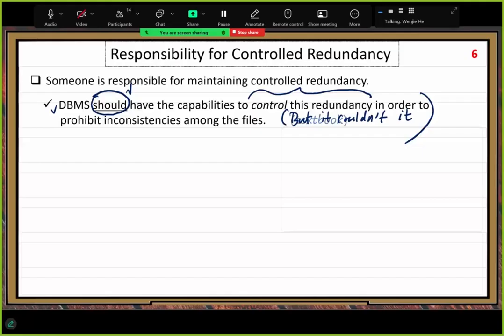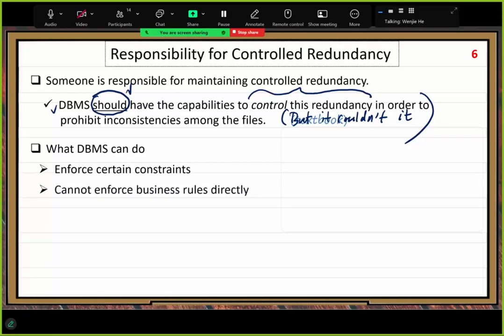So then what can the DBMS do? Relatively easy work. Easy things it can do. It can enforce certain constraints, and those certain constraints are usually easy constraints. In module 3 we will learn those constraints.